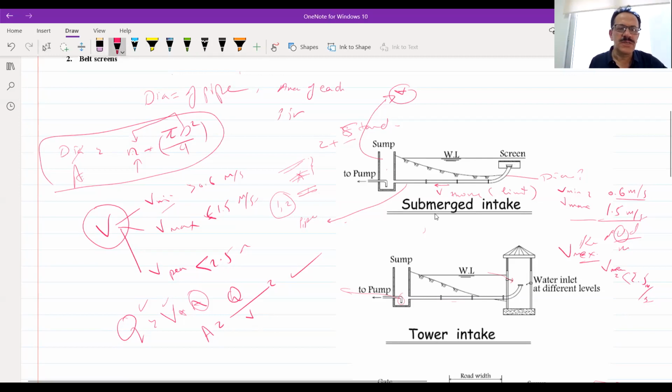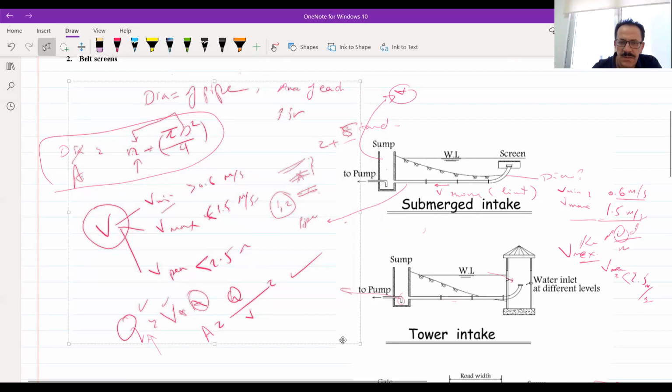Now the question is, when I have to have a minimum velocity, and when there is the design, this Q should be where? This Q we have to design based on which flow. We know that we have average demand for the pipes, average demand for a city. The average demand is equal to what? You can tell me.